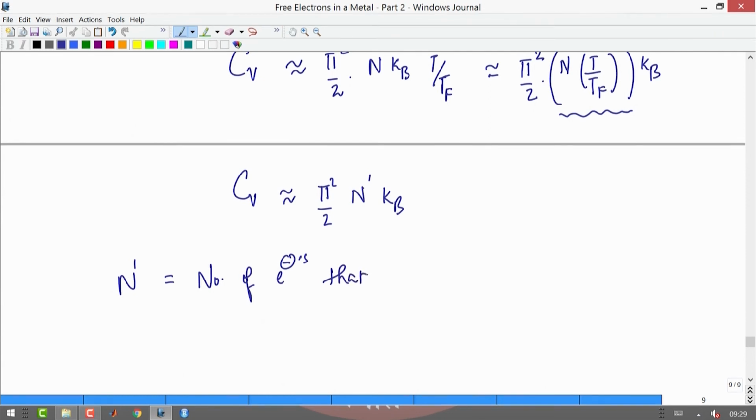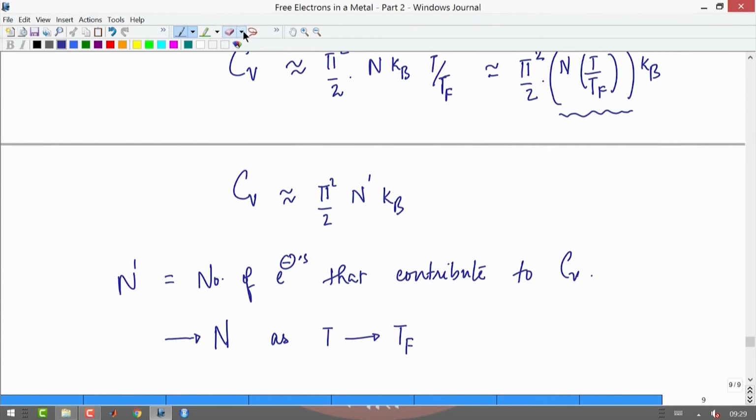that contribute to heat capacity, okay, because heat capacity is an extensive quantity, and this number smoothly tends to the total number of particles as the temperature becomes much higher and becomes the Fermi temperature. If you see here, the n prime here is n into T by Tf.